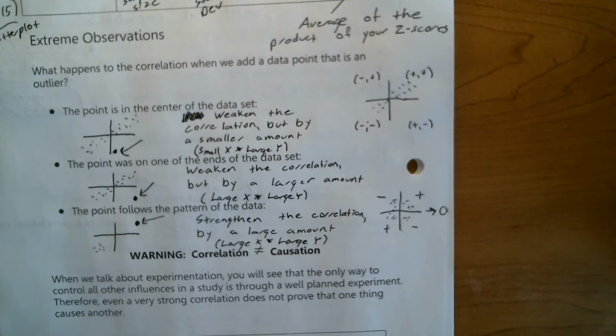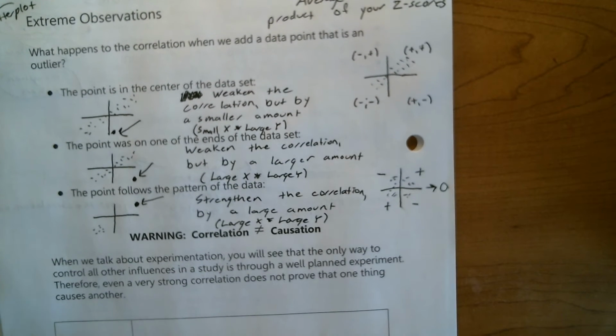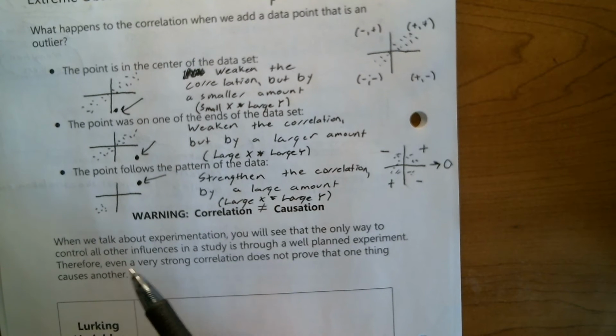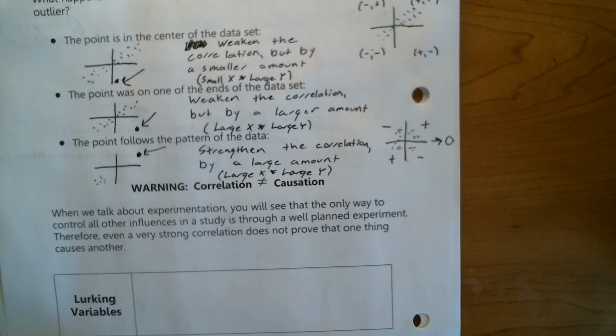All right, so moving on. I have to give the standard warning that every statistics teacher gives when we talk about correlation: correlation does not equal causation. Just because two things are correlated does not mean that one is causing the other. Instead, right here, it says, when we talk about experimentation, which is going to be the next unit, you'll see the only way to control all other influences in a study is through a well-planned experiment.